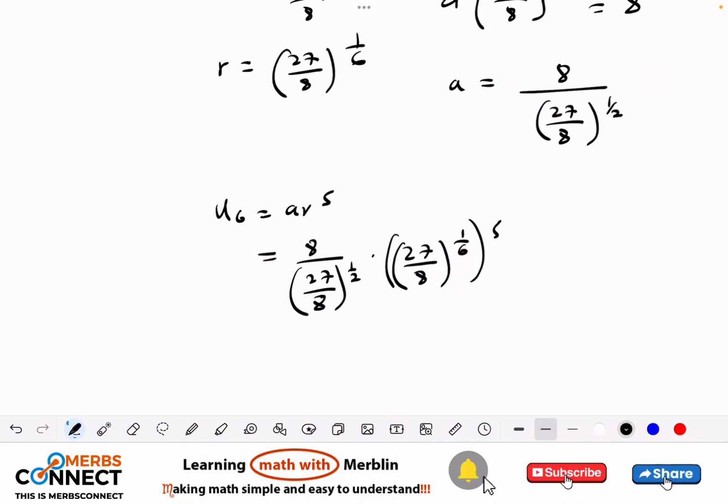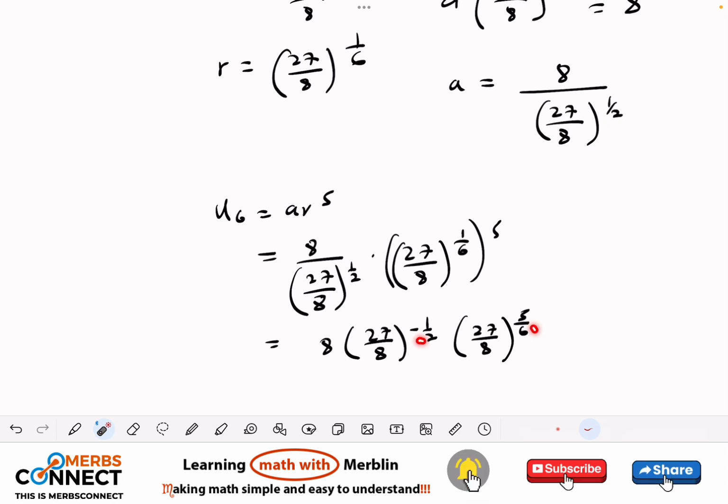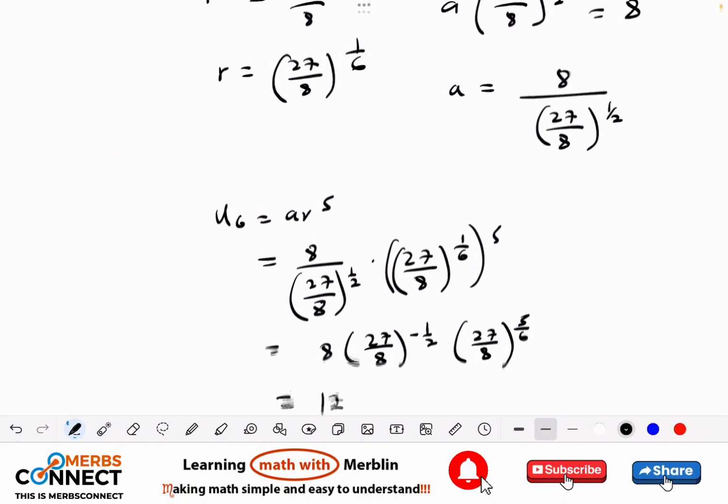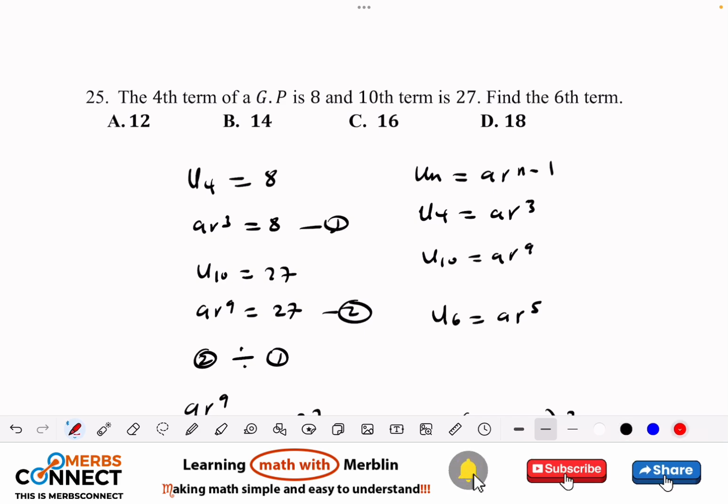So this is going to be 8 times 27 over 8 to the power minus 1 over 2, then 27 over 8. When I multiply this one, I'm going to have something like 5 over 6. I can use indices to add this, but I can also punch it in the calculator straight away and get my results. So when I do that, this one should be approximately 12. Right, so let's see if we have 12 there.